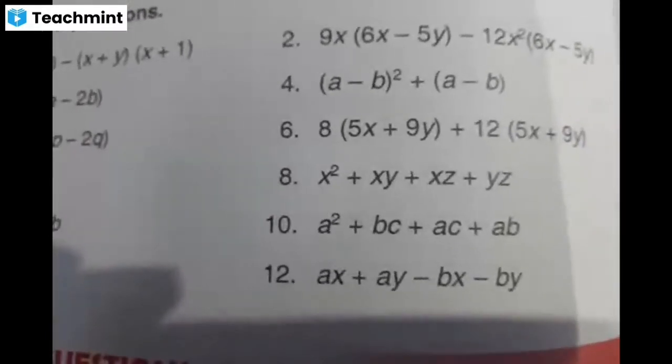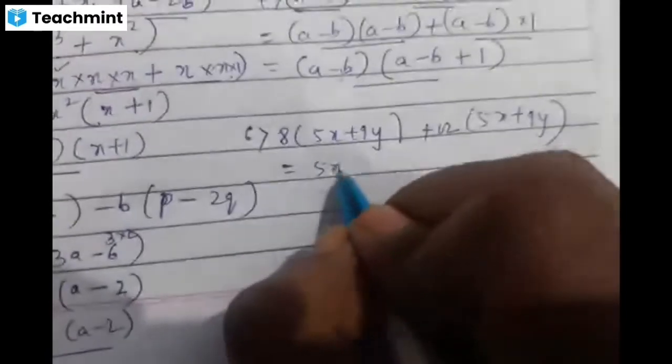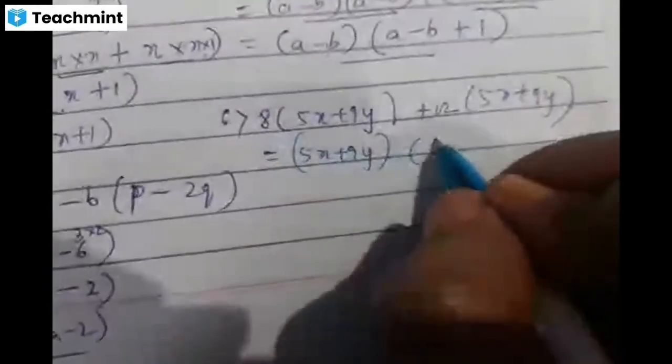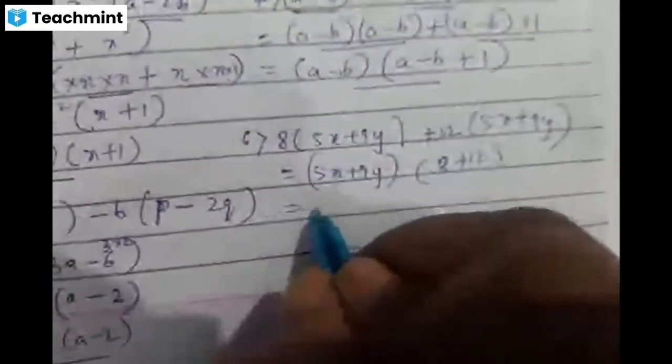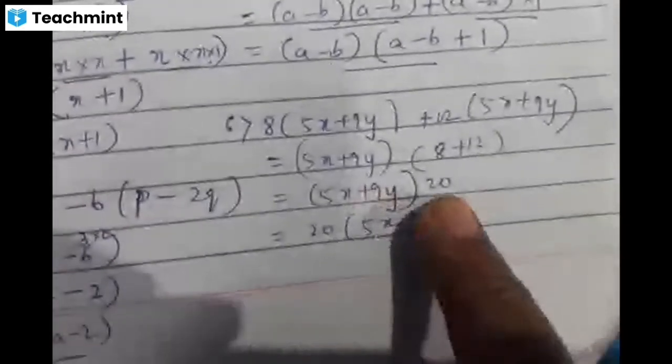Next is sixth part children, that is 8 into 5x plus 9y plus 12 into 5x plus 9y. Observing here, you can understand 5x plus 9y into, what is left here? 8 plus 12. Again 5x plus 9y, 8 plus 12 is 20. I will write it as 20 into 5x plus 9y. Just I have written this constant first and then the binomial.